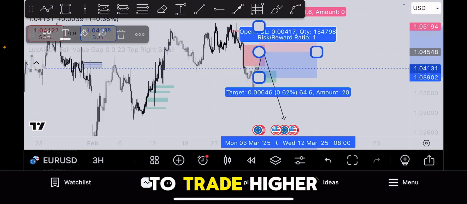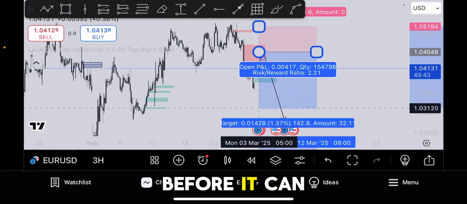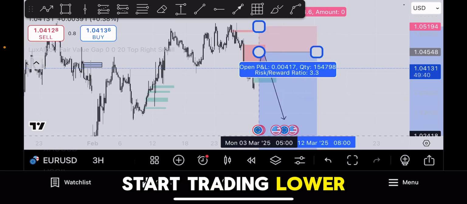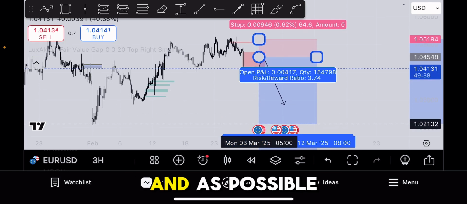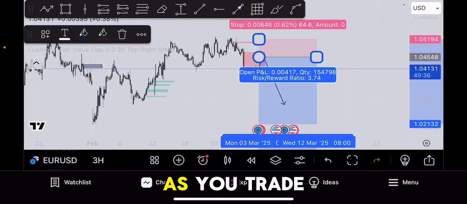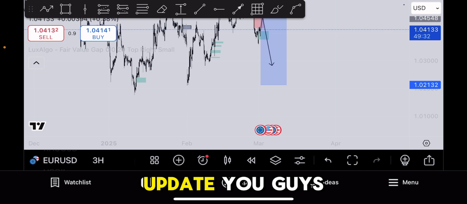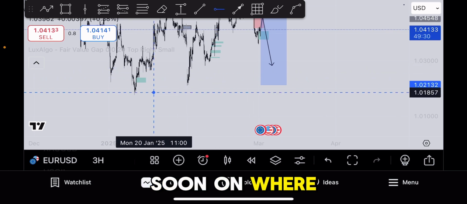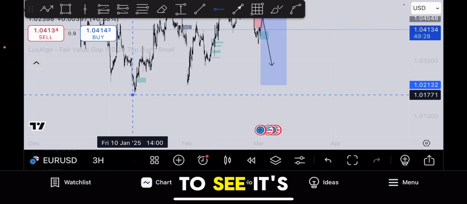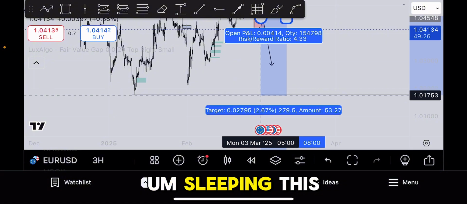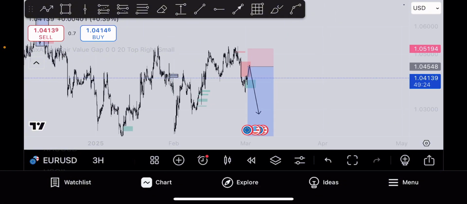I'm expecting it to trade higher before it can start trading lower, and it's possible we trade all the way to the zone. So you guys stay tuned, and I'll update you soon on where the market is, because we want to see it sweeping this zone down here.